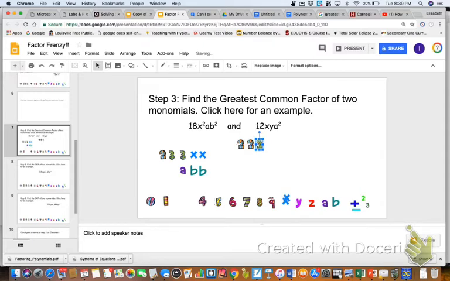Then to factor the rest of it, I need 1 x, 1 y, because that's all I got at each. And a squared, which means I'm going to need 2 a's. Ran out of a's, no biggie. Hit edit, copy, edit, paste. So now I have completely factored both monomials.